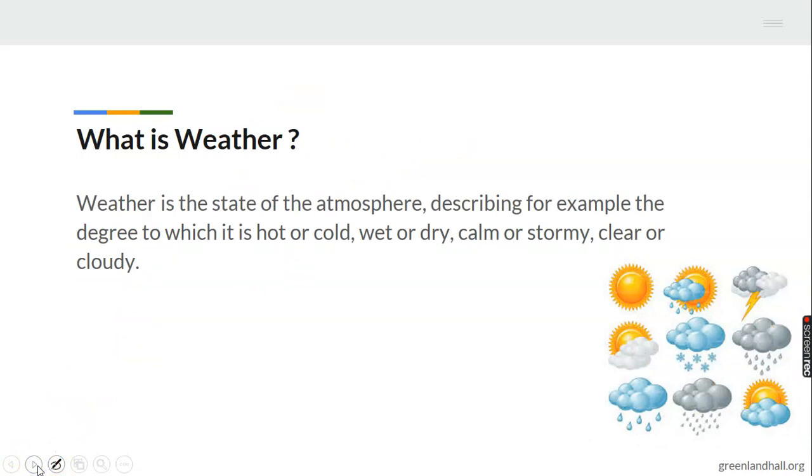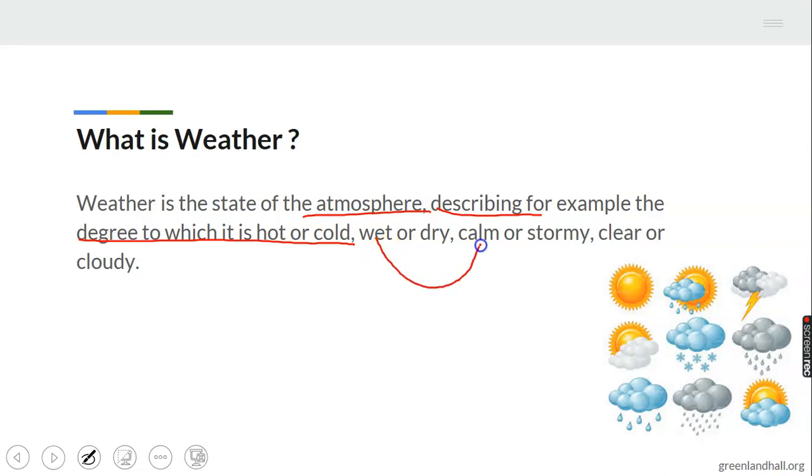Now, what is weather? Ooh, someone is already excited. I'm so excited too. So what's weather? Weather is the state of the atmosphere. And it describes for people the degree to which it is hot or cold, sometimes wet or dry, and other times calm or stormy, or perhaps we could say clear or cloudy. So weather describes the degree of the temperature, the atmosphere. It tells us whether it is really wet, if it's calm, if it's clear, or it's cloudy. So that's the bedrock of our study today.